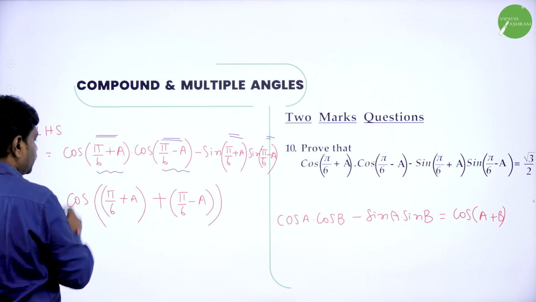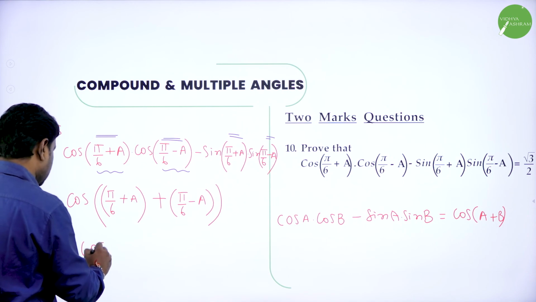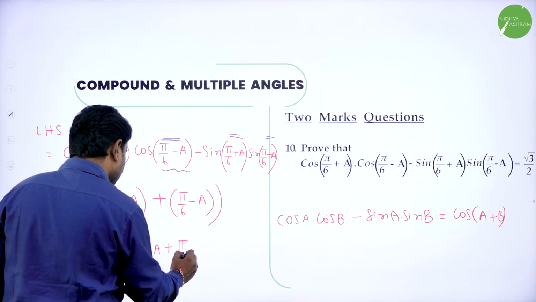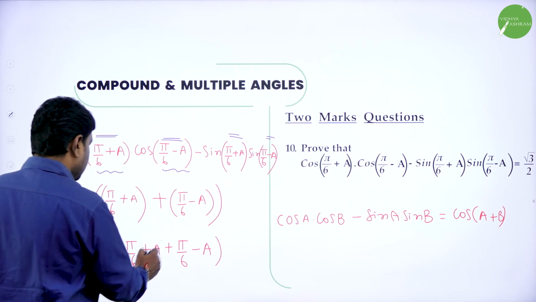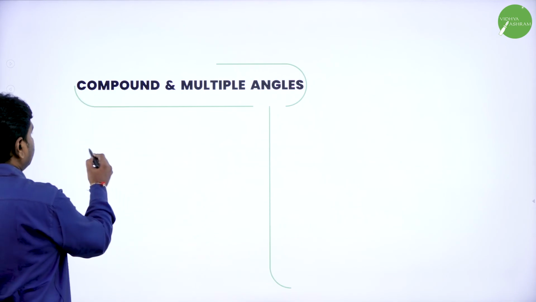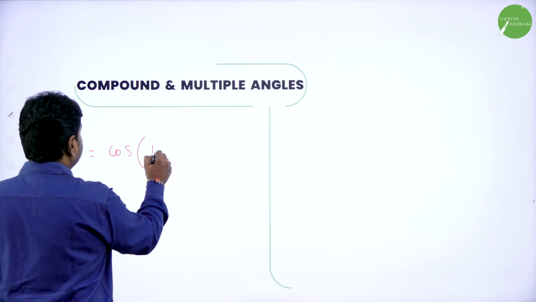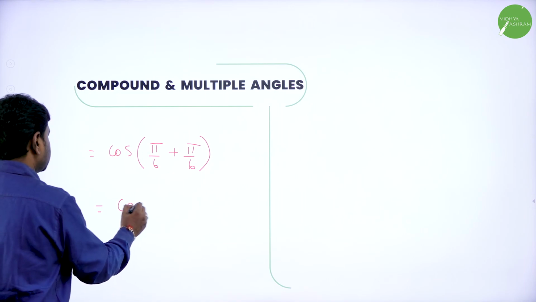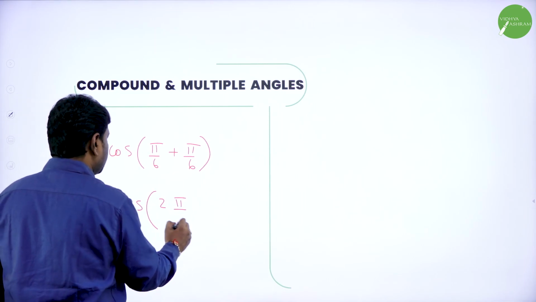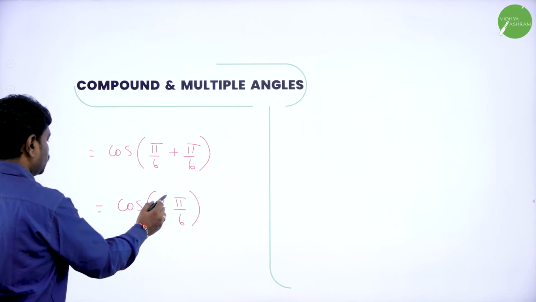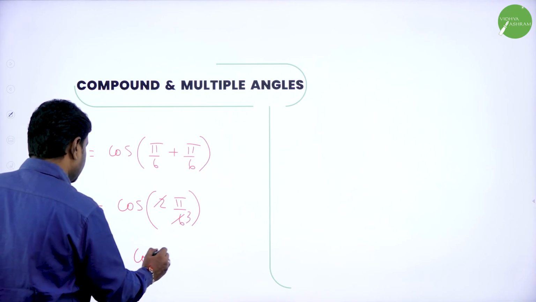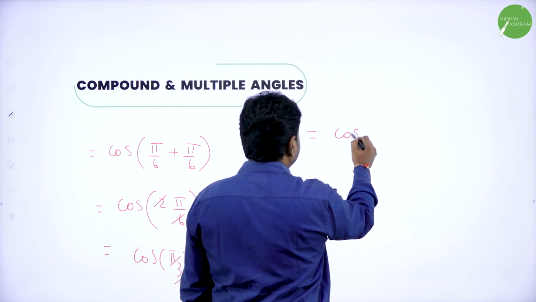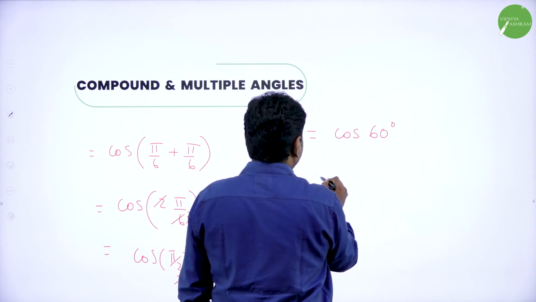Now simplify this further. So that is cos of pi by 6 plus a plus pi by 6 minus a. Can I cancel plus a minus a? So I am left with cos of pi by 6 plus pi by 6. What is cos of pi by 6 plus pi by 6? Can I say cos of 2 times pi by 6? A plus a is 2a. So further 2 ones are 2, 2 threes are 6. So it is cos pi by 3. So finally we got cos pi by 3. So cos pi by 3 means what? Cos 60 degrees.